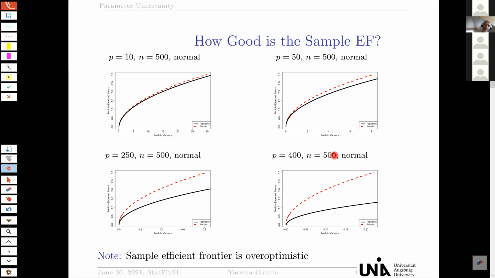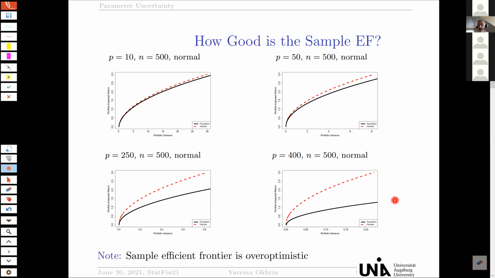So it means that we increase the ratio between the dimension and the sample size. And what we observe is, if our ratio c is relatively small, then our sample efficient frontier fits pretty nicely. It is pretty close to the true efficient frontier. If we increase c, so if we increase the dimension but keep the sample size constant at 500, we see that the difference between the estimated efficient frontier and the true efficient frontier, the black curve, increases dramatically.